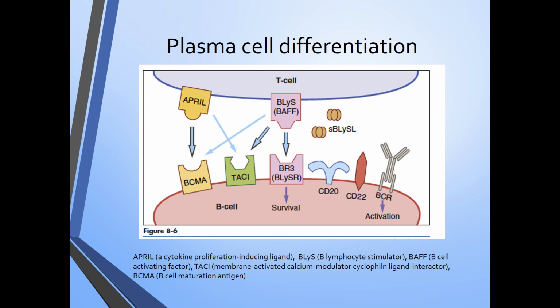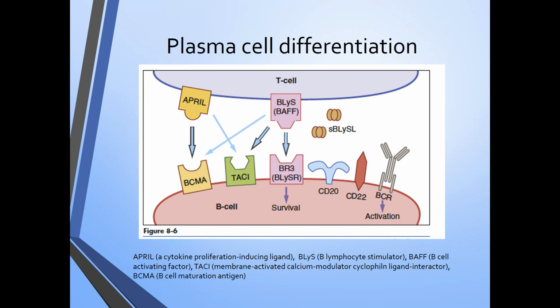Now, the T cell can also deliver a couple signals that will help promote plasma cell differentiation. The two major ones we're going to talk about are APRIL and BLyS, or BAFF is another name for it. These can be receptors on the surface or released as a soluble protein, and they'll interact with BR3, the BLyS receptor, TACI, and BCMA. There are also a couple other molecules on the surface that can participate in this.